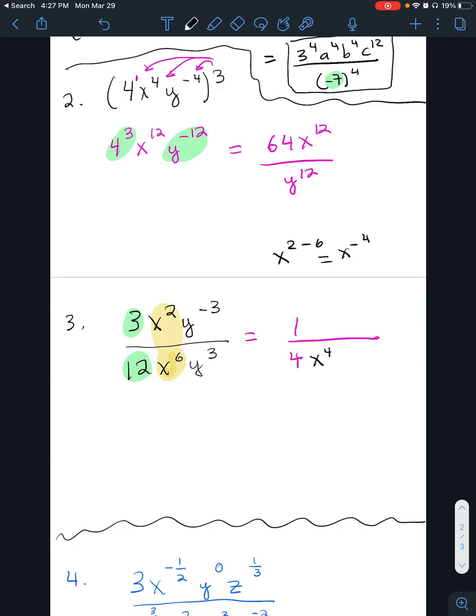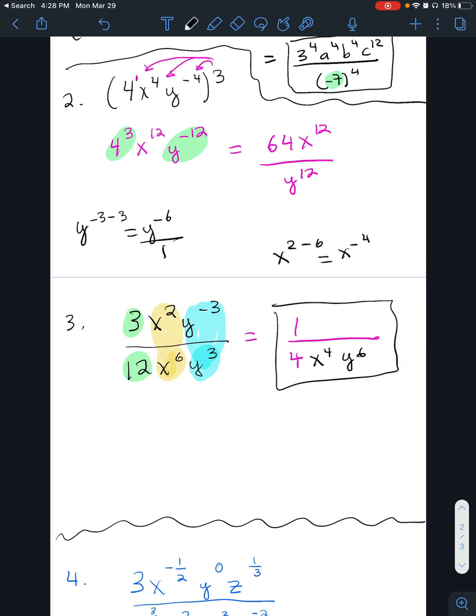Sometimes doing it to the side is just cleaner and it's better than just doing everything in your head and not thinking about it. Same thing with my y's. I'm going to be careful with my y's, especially be careful when you have negatives for some reason. So this is y to the power of negative 3 minus 3, which is y to the power of negative 6. And we know that in order to make this positive, you put it over 1 and you flip it and you get y to the 6. And this is our final answer. Nothing else has the same base, so we cannot apply any other exponent rules.